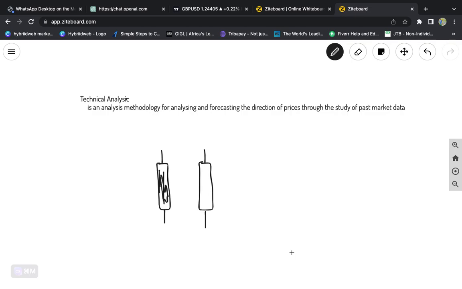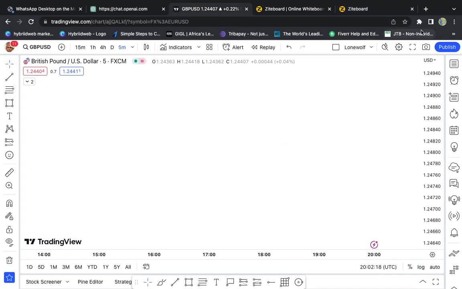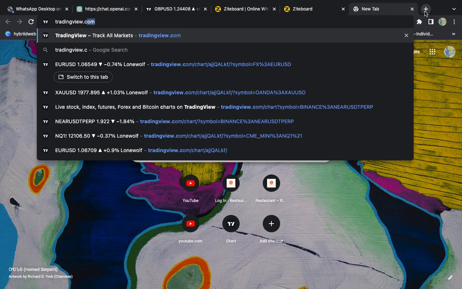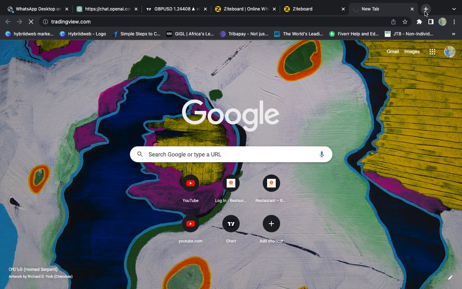So you have different parts of technical analysis. The application we use for technical analysis is called TradingView. You can simply type tradingview.com. That's our main app we use for technical analysis.